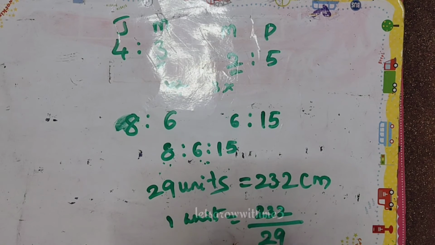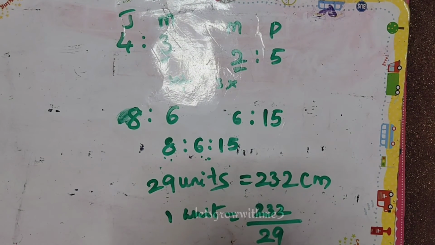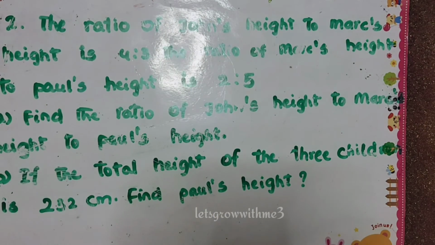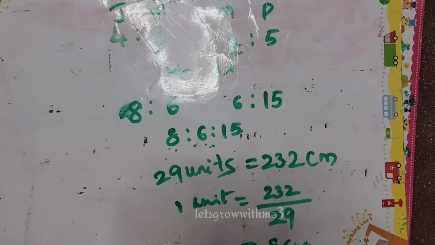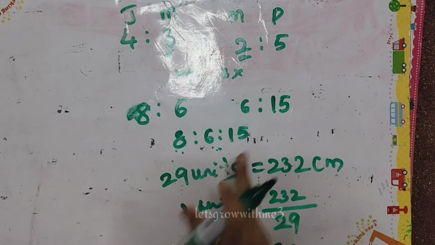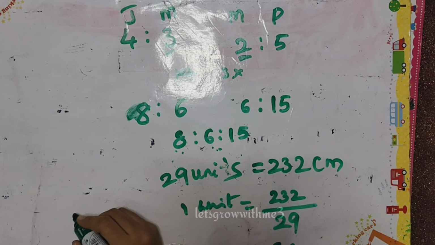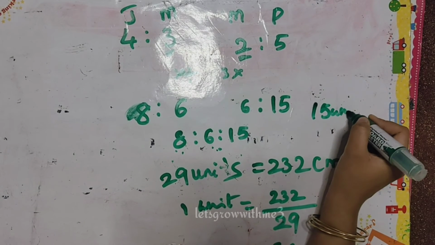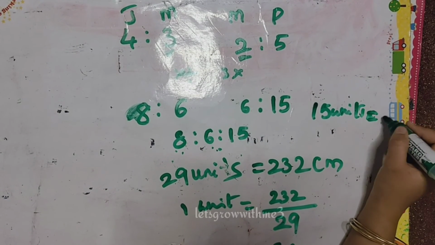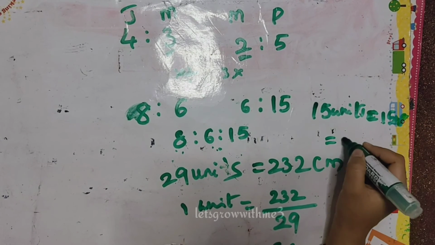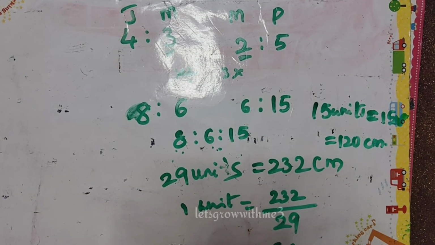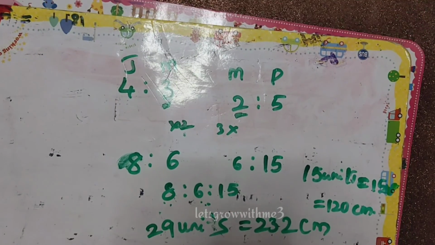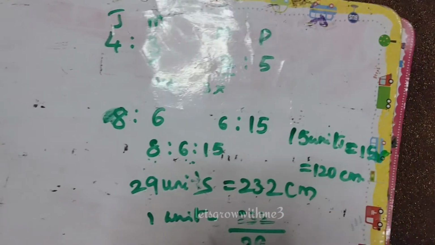If 1 unit is 8 centimeters, then he's asking about Paul's height, right? So Paul is how many units? 15 units. So 15 units is equal to how much? 15 times 8, which is equal to 120 centimeters. So Paul's height is 120 centimeters. Come again: 15 units is equal to 15 times 8, which is equal to 120 centimeters. So that's the height of Paul. Okay, let's see the next question.